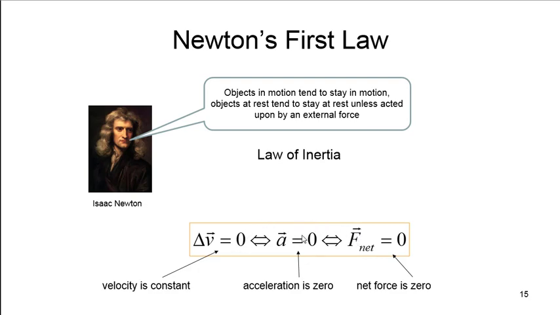I want these three things to be linked together in your brain, so that if you hear any one of these things, you immediately know the other two are true, and you almost have this involuntary reflex to just shout out, acceleration is 0 and net force is 0, every time you hear someone say velocity is constant. Okay? These three things always go together.